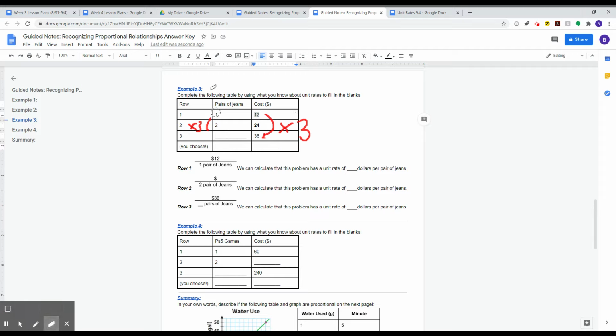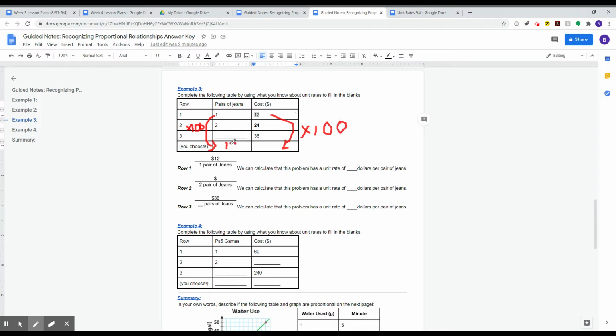Now, finally, we have this you choose right here, right? We have you choose. I want you to be creative. Throw your own numbers in there. So I'm going to do a crazy one. If I had 100 pairs of jeans, what would I multiply each of these numbers by? Well, 100 times 100. Perfect. Times 100. Awesome.